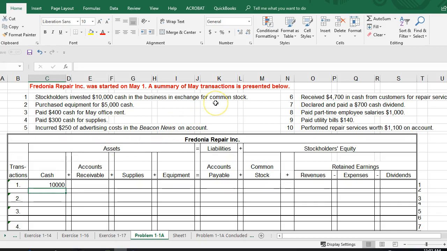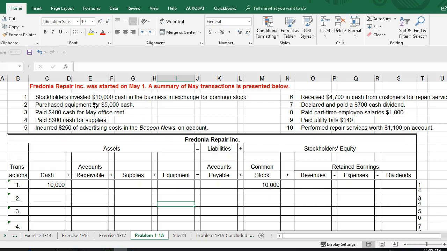There's also common stock involved in this transaction. The common stock account also increased by $10,000. So notice that the accounting equation is in balance. My assets still equal my liabilities plus my stockholders' equity. Next, purchase equipment for $5,000 in cash.